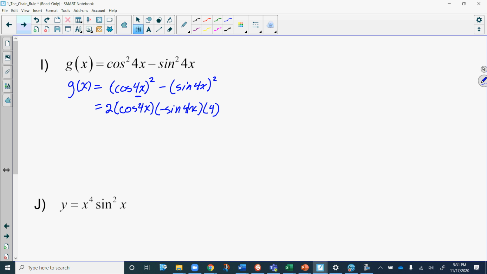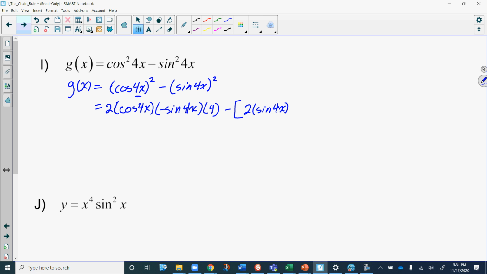Now we have to do the same thing with the sine of 4x raised to the second power. In this case, we are subtracting all of that expression, so anything that I take the derivative of, I want to keep in its own set of parentheses. Using the power rule on that expression, we get 2 times sine of 4x to the first power.